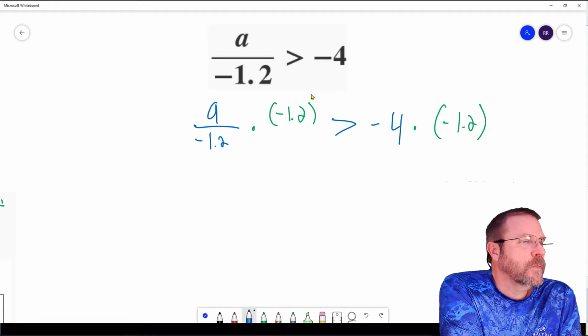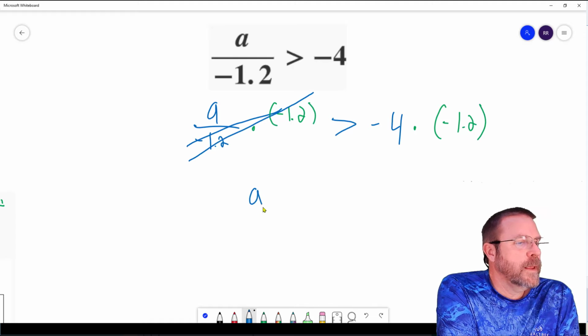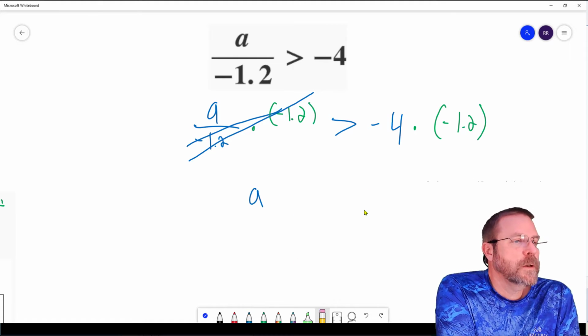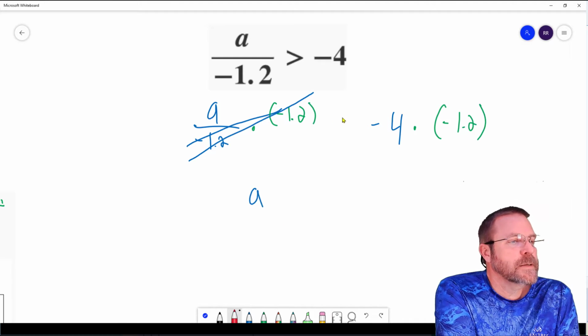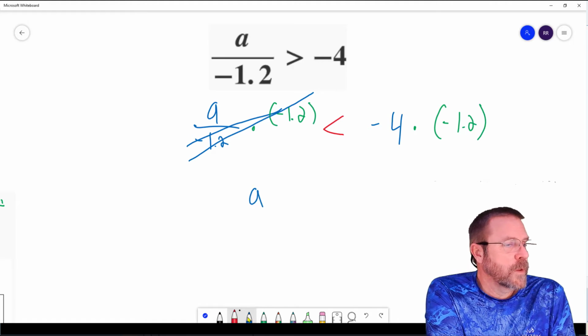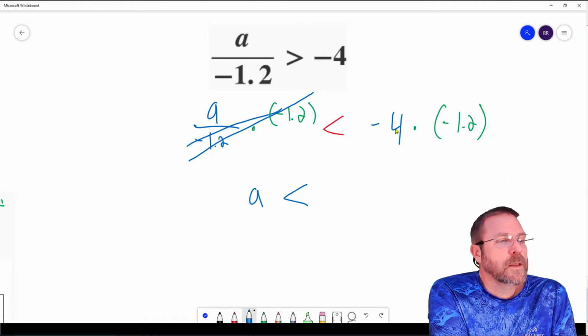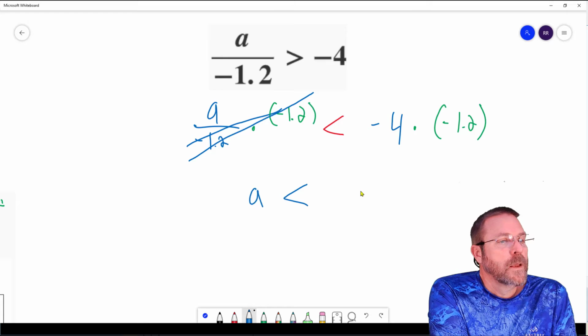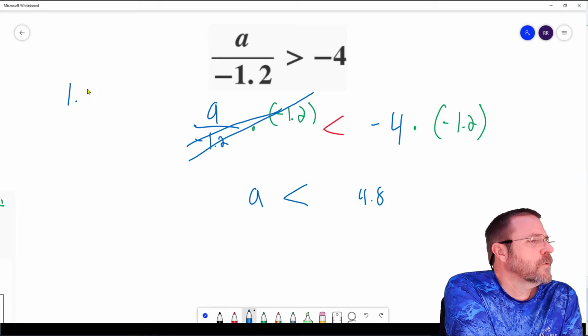From there, these divide each other out. The negatives divide each other out, leaving a. And I should have changed this up here where I did it. That sign should have changed directions because I multiplied both sides by a negative number. From there, a is now less than 4 times negative 1.2. Negative 4 is going to become a positive 4.8, I think. But let's just make sure here.